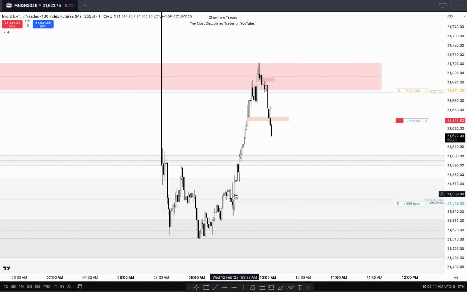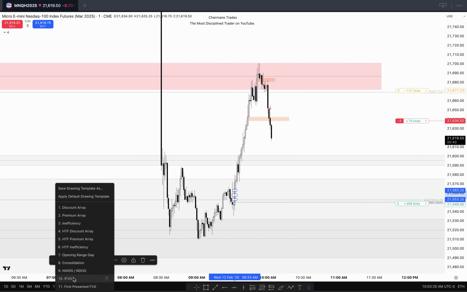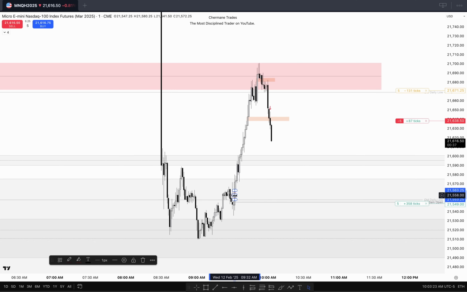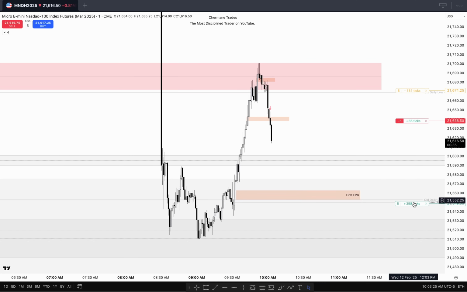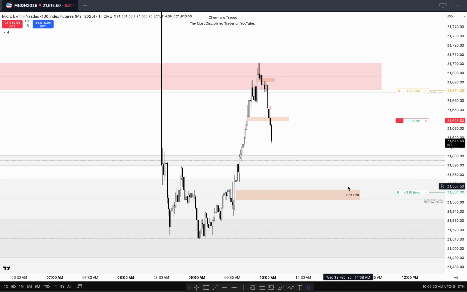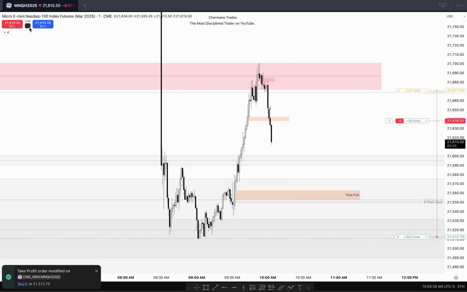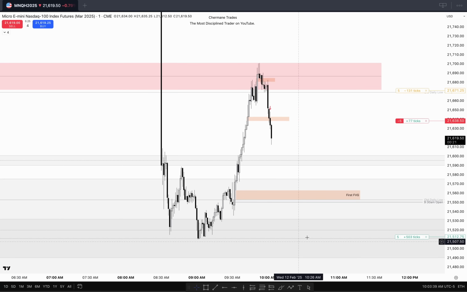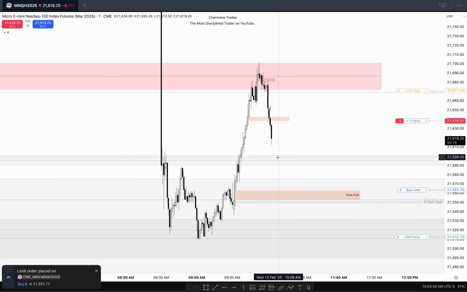My target is the first presented fair value gap, which is your 9:32 candle. Not interested in taking any partials here unless I do something like this and we'll take off like 4. Something like that. Risk comes off here.